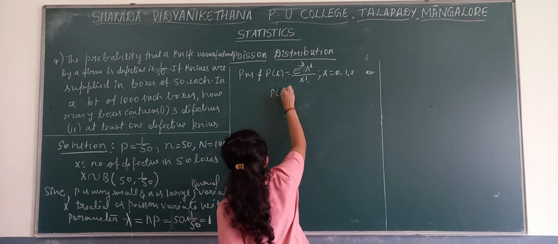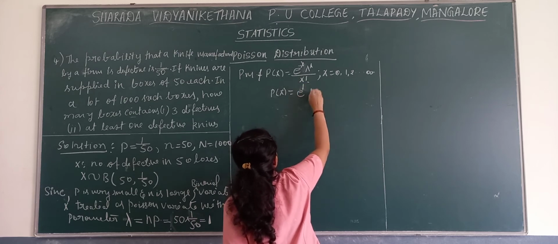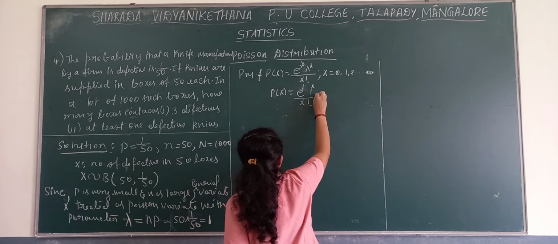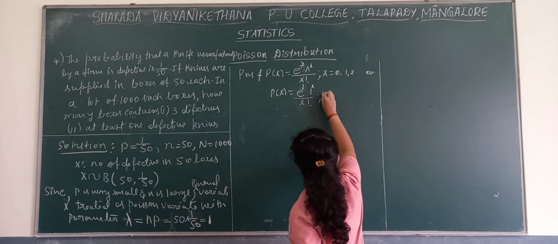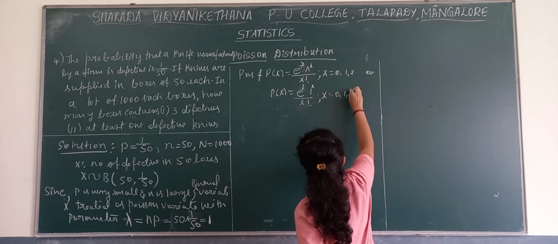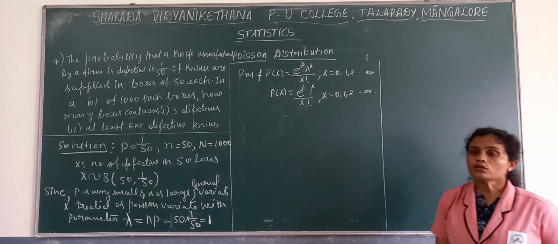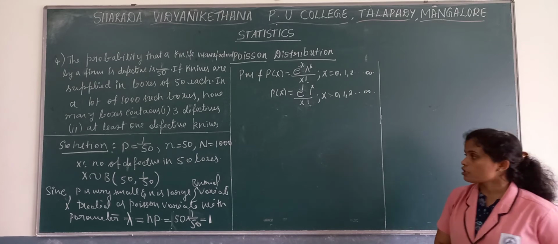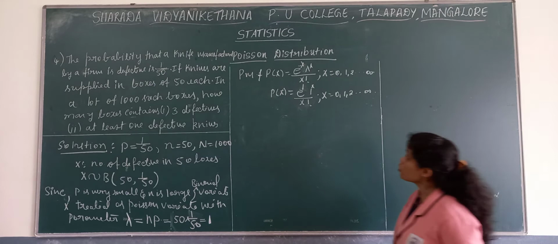Write the probability mass function: e to the power minus lambda. The lambda value is 1, and lambda to the power x divided by x factorial, where x is equal to 0, 1, 2 till infinity. Now take the first question. We know that the value of lambda is 1. Take the first question, that is 3 defectives.